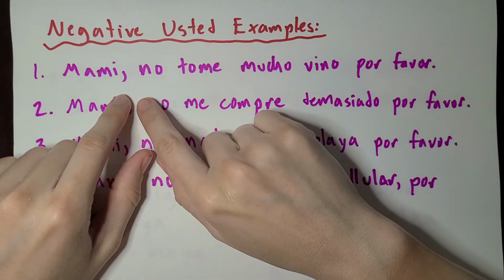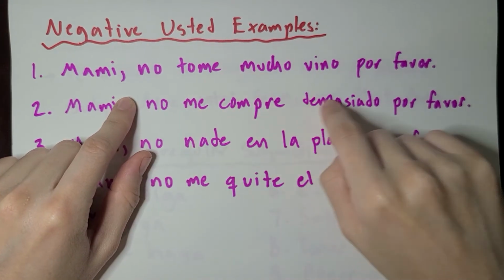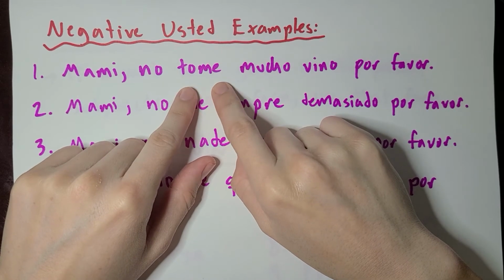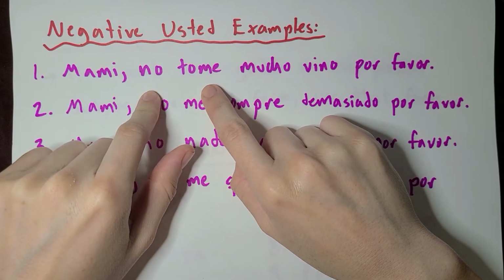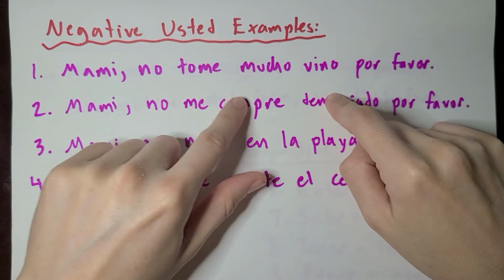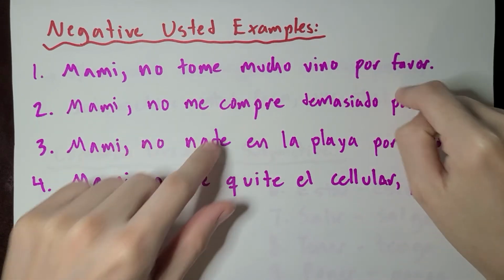So 1. Mami, no tome mucho vino, por favor. Tome, again, comes from tomar, so we're using the subjunctive form, and we're just adding a no to the beginning to say don't do that. Mami, no tome mucho vino, a lot of wine, por favor, please.